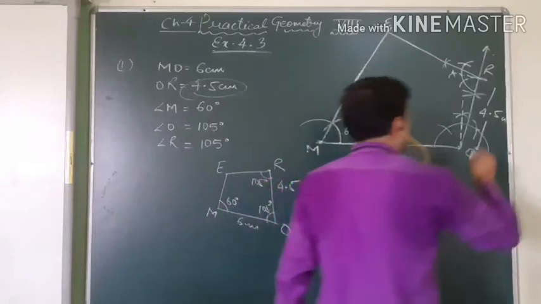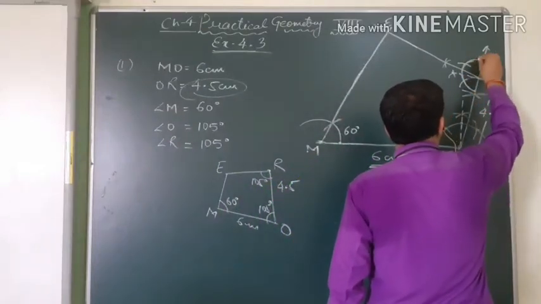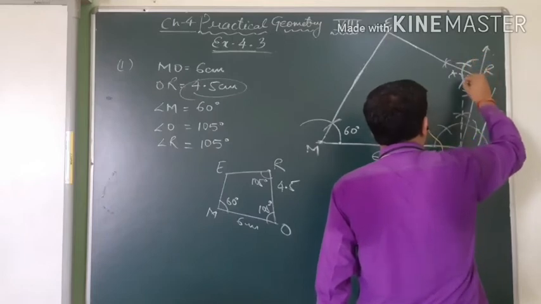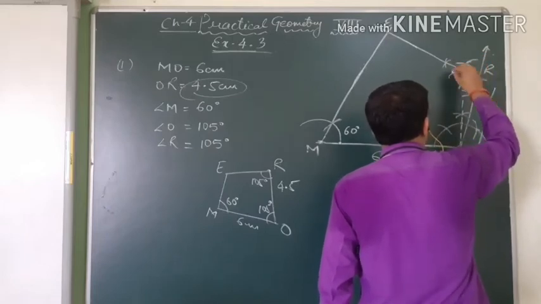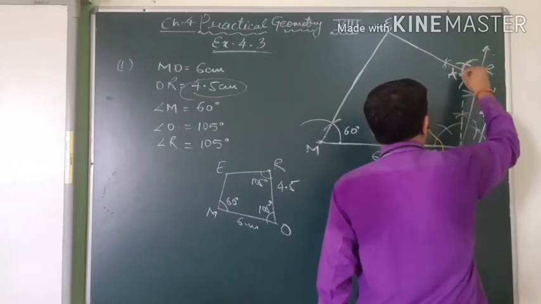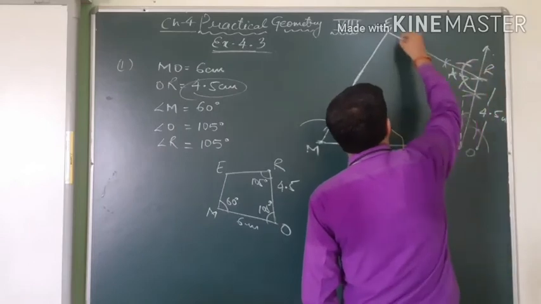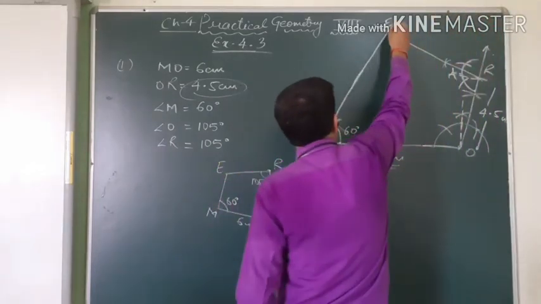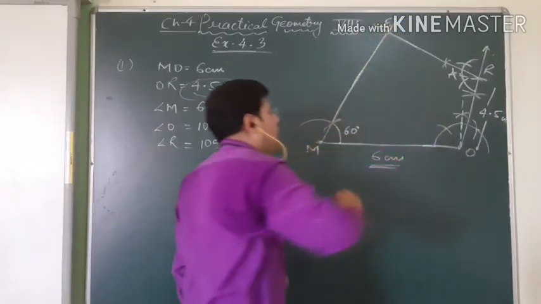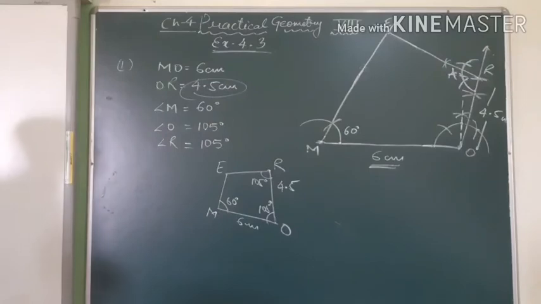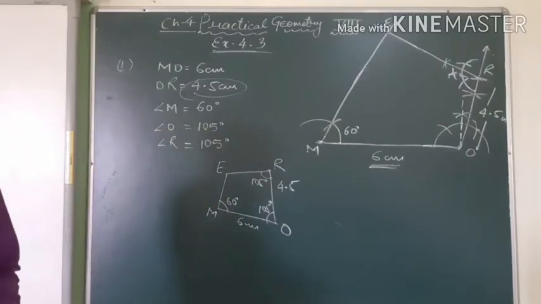So how do we make that? First we make a primary arc, then 60, 120, from both of these bisectors we have to make 90, and with 90 we have to make these two bisectors which intersect at point E when we produce ME. So students, these are the methods to do sum number first of exercise 4.3.